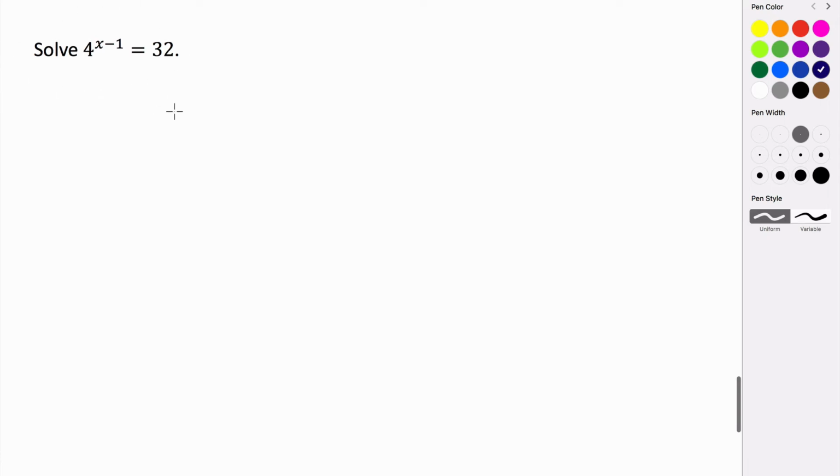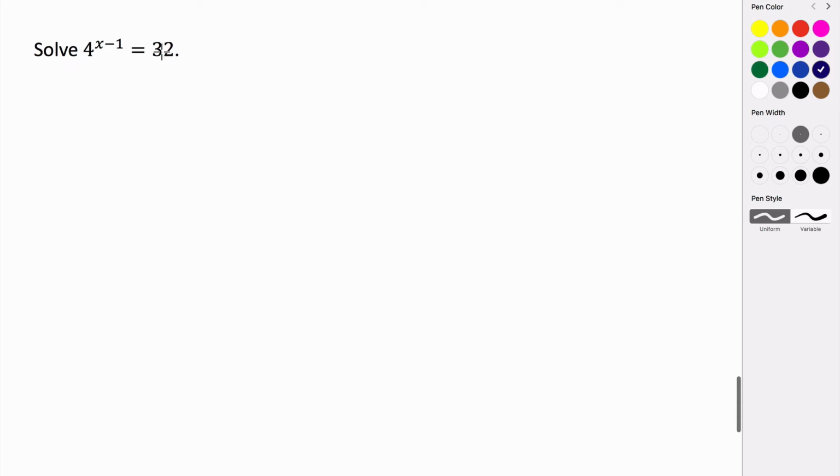So let's take a look at another example where we're trying to solve this exponential equation. We haven't really dealt with solving using logarithms yet, so we have to figure out how I can solve this by trying to make the bases of these the same. So we have 4 to the x minus 1 power, and we have 32.